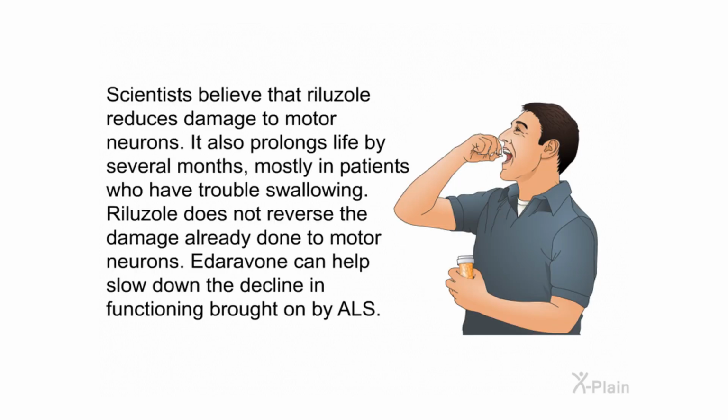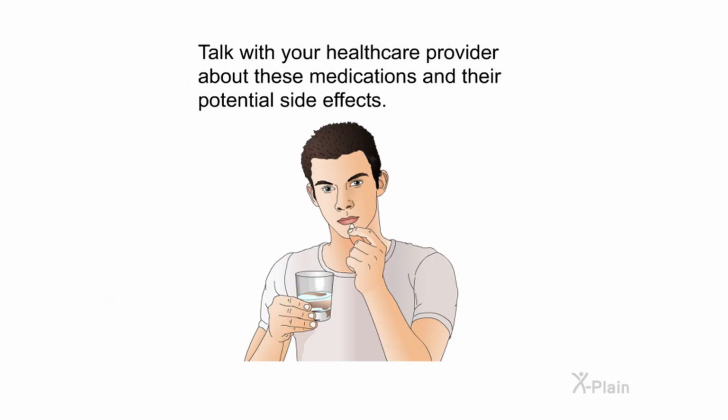Scientists believe that riluzole reduces damage to motor neurons. It also prolongs life by several months, mostly in patients who have trouble swallowing. Riluzole does not reverse the damage already done to motor neurons. Edaravone can help slow down the decline in functioning brought on by ALS. Talk with your healthcare provider about these medications and their potential side effects.